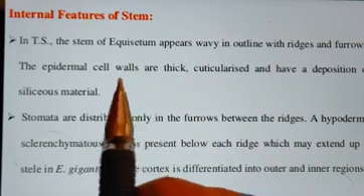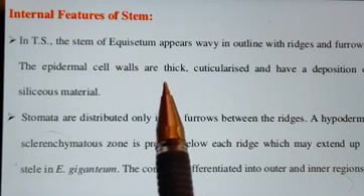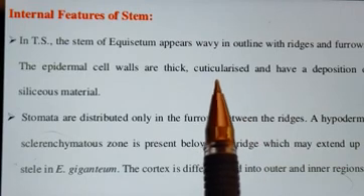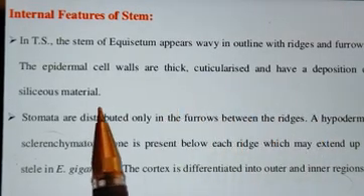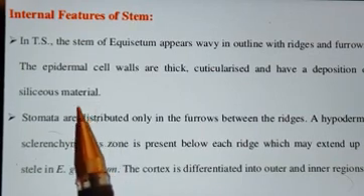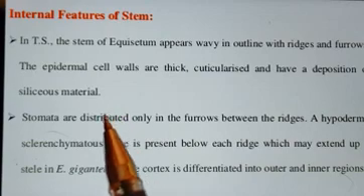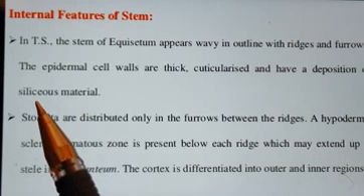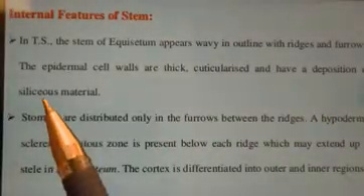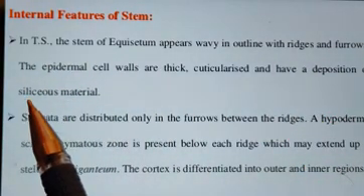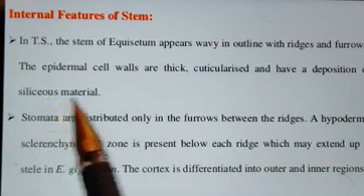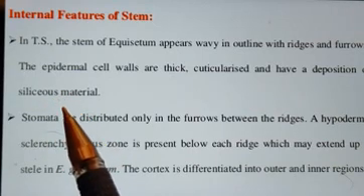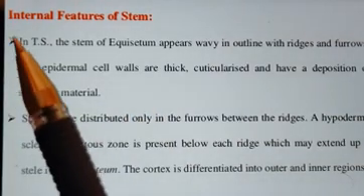Means the epidermal cell of the TS of Equisetum stem is very thick, cutinized or cuticularized, means covered by the cuticle, and has the deposition of siliceous materials, means silica is deposited inside the epidermis. Silica is protective for the plant; herbivorous animals do not eat Equisetum because of this silica material.